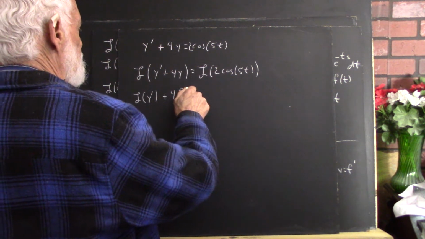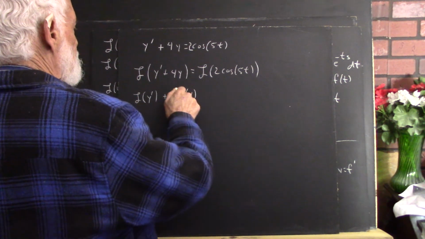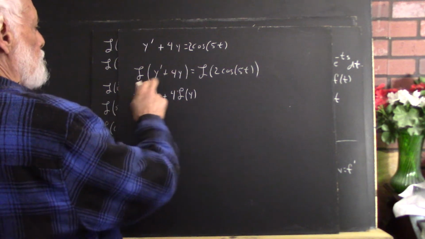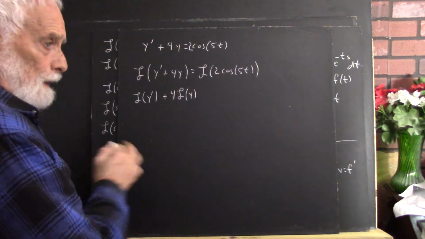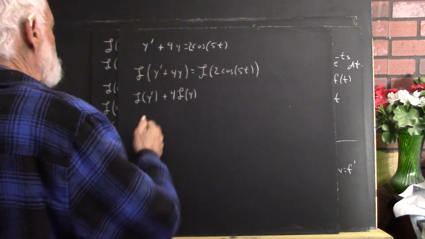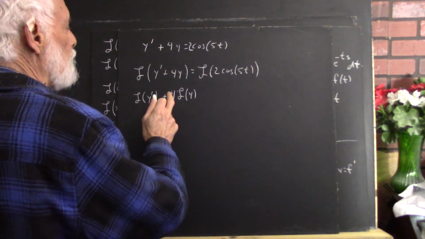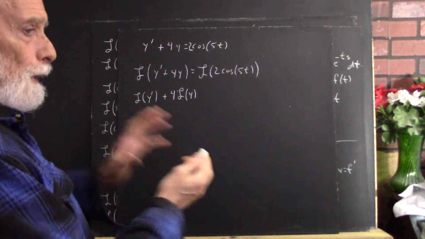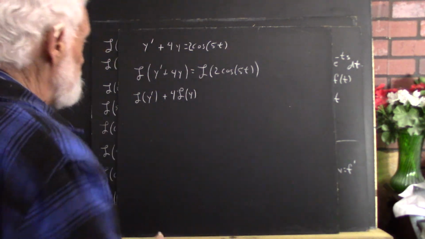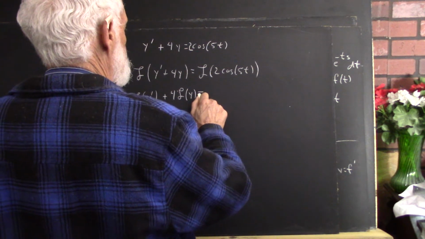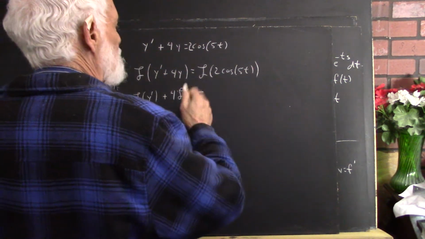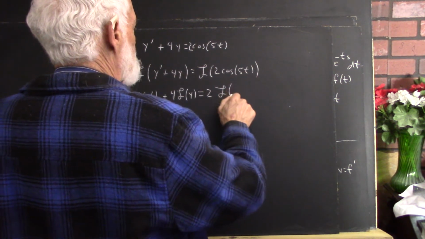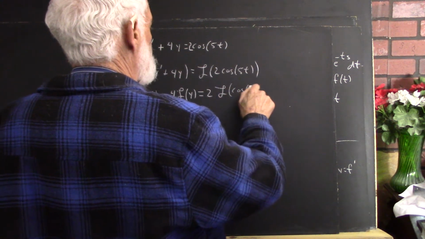So by the linearity, the Laplace transform of this plus this is the Laplace transform of this plus the Laplace transform of this. I've kind of skipped a step. The Laplace transform of 4y is 4 times the Laplace transform of y by the linearity, just because you can pull the 4 out of your integral. I'm going to be a little more careful over here. This is going to be 2 times the Laplace transform of the cosine of 5t.